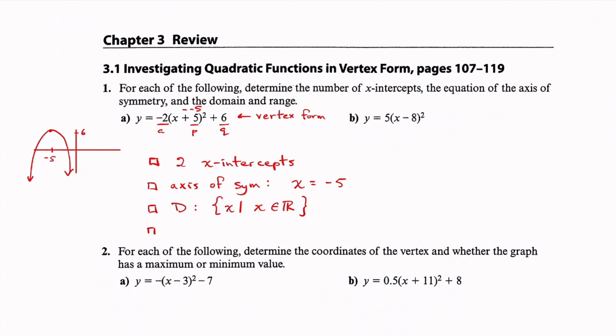And then the last one is the range. We'll use the letter R. And I can see from my graph, I only go as high as this 6 and everything is below that. So my range is going to be y, given that y has to be less than or equal to that highest point, which was 6, and y is an element of the real numbers. Okay, so there's part A. Then you guys can work on part B on your own.